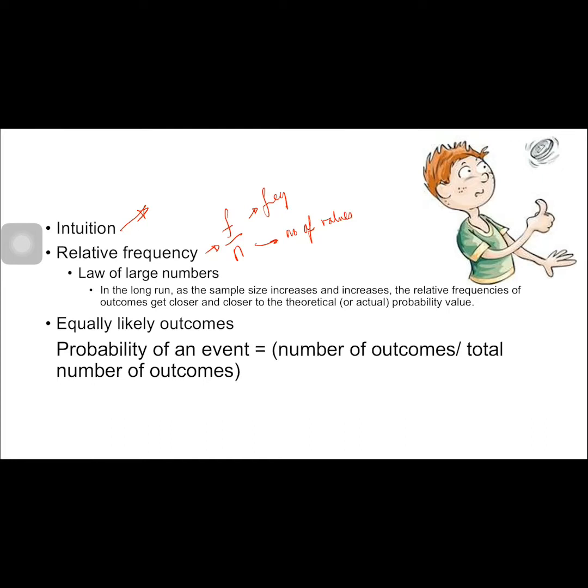This one follows the law of large numbers, that in the long run, as the sample size increases and increases, the relative frequencies of outcomes get closer and closer to the theoretical or actual probability value. And the third one is equally likely outcomes. That is, the probability of an event is equal to the number of outcomes favorable to that event divided by the total number of outcomes.